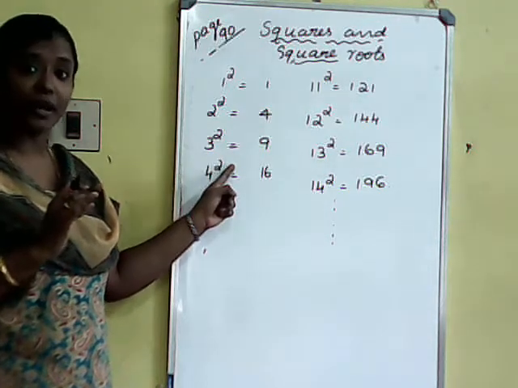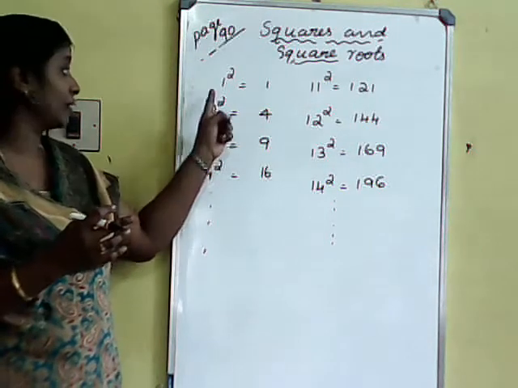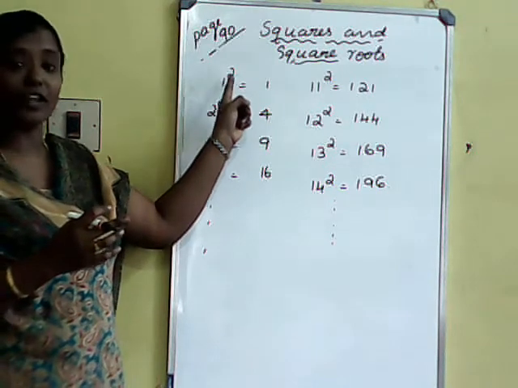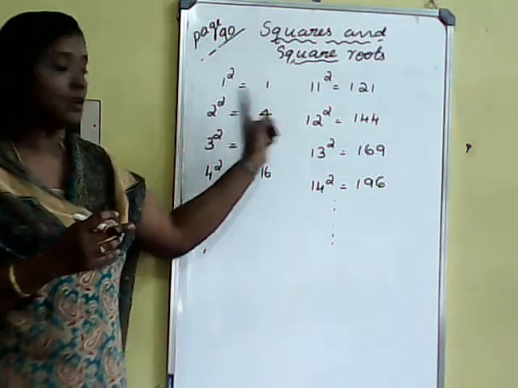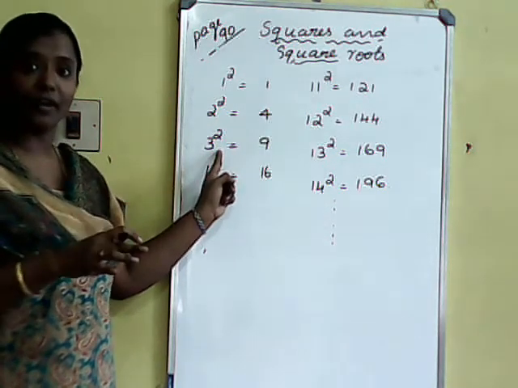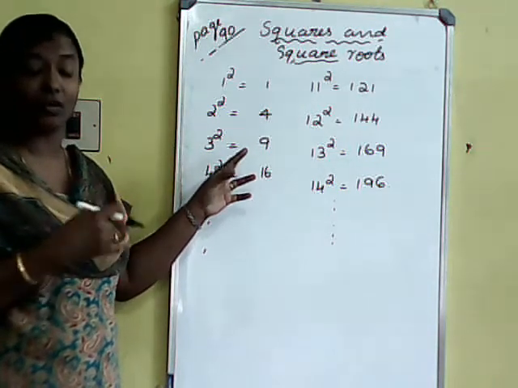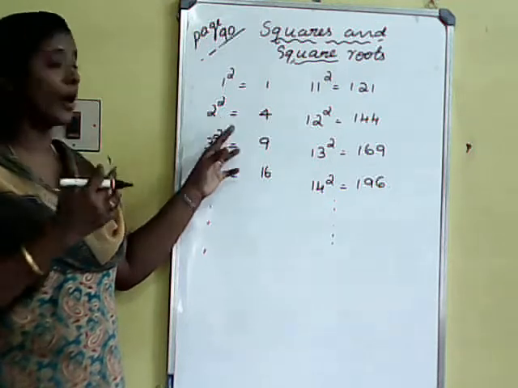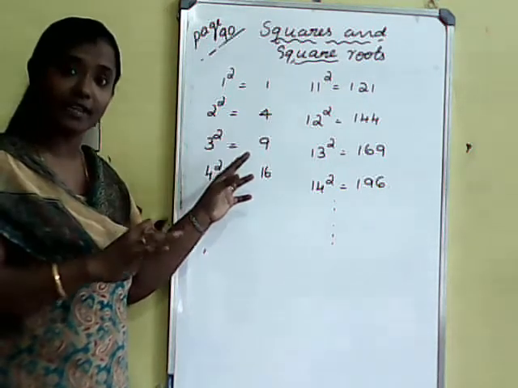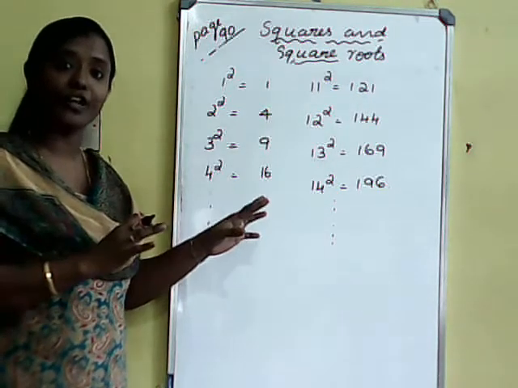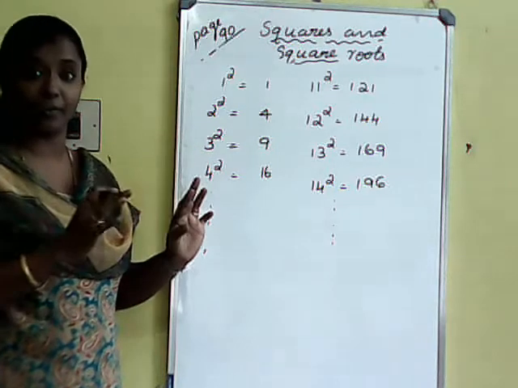Square of an odd number is always an odd number. 1 is an odd number. What about its square? 1. 3 is an odd number. What about its square? 9. It is again an odd number. Okay. So square of an even number is always an even number. Square of an odd number is always an odd number. Clear?